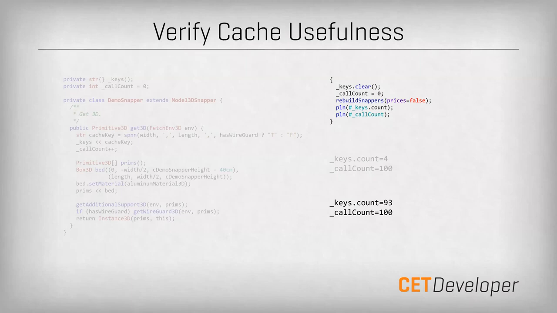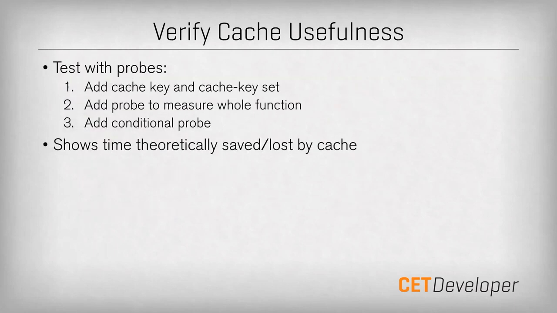I won't walk through this on screen, but you can do more or less the same test using probes. It'll look similar. You'll still add a cache key to your code. You'll add that cache key set to your file. But then what you'll do is you'll just add 2 probes. You'll add a probe that measures the whole value, the whole thing you're trying to measure, and then you'll add a probe that only gets triggered when a unique key is hit.